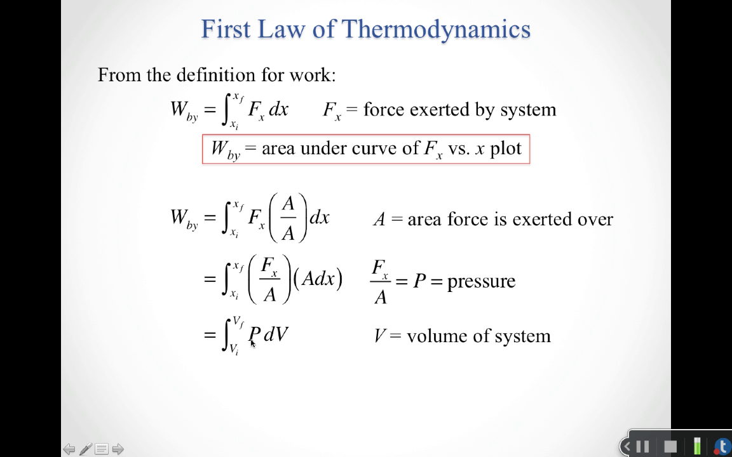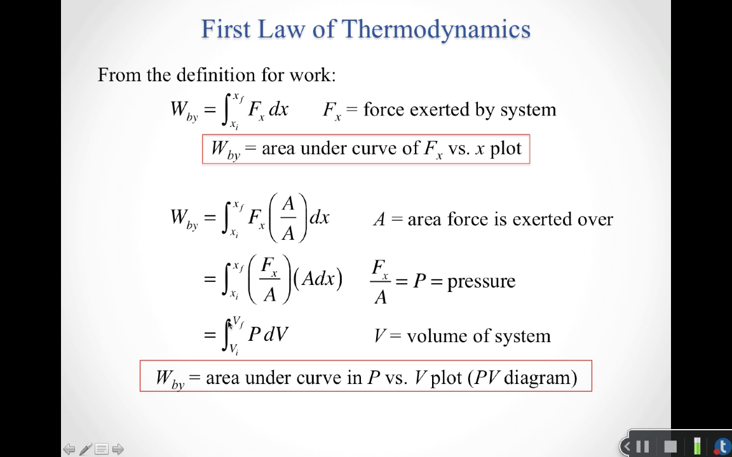And so this is why thinking about how the system expands or compresses is going to tell me about what's going on with the work, because clearly I care about how the volume changes. The other thing this equation gives me is a way to calculate the work done by the system graphically. It says I can look at the area under the curve in a pressure versus volume plot, which is also known as a PV diagram. We'll spend a lot of time looking at PV diagrams, and one of the things we'll be able to do, hopefully very quickly, is figure out whether the work done by the system is positive or negative based on whether we're expanding or compressing in the PV diagram.